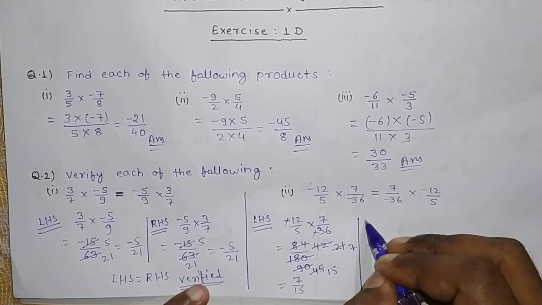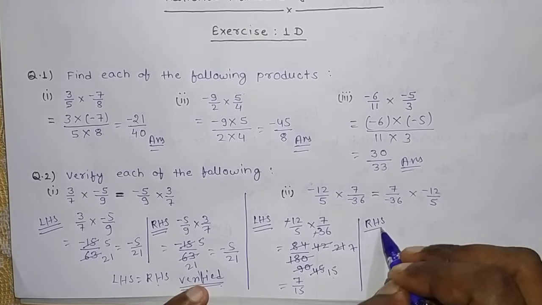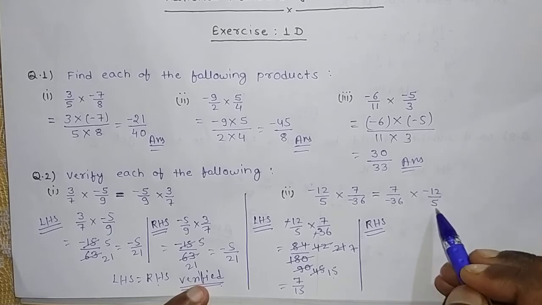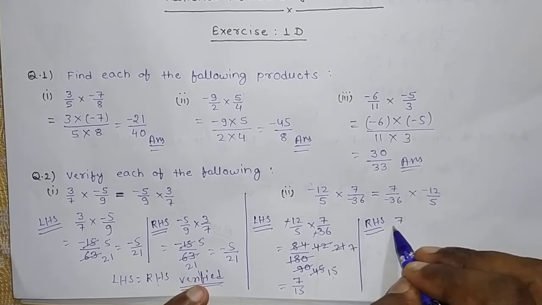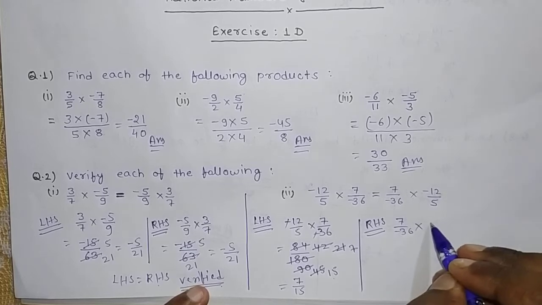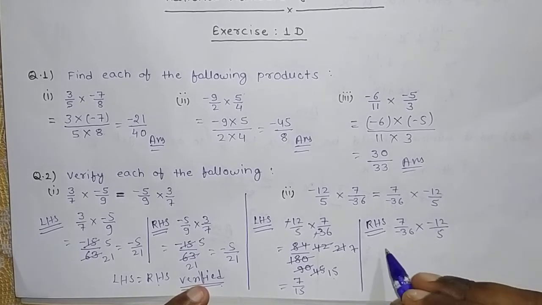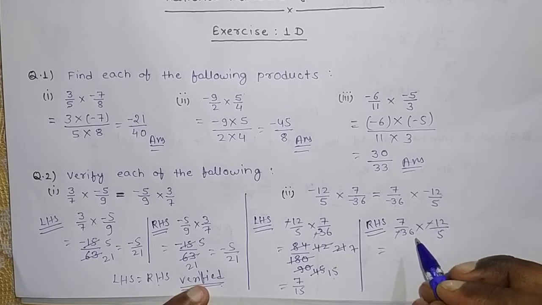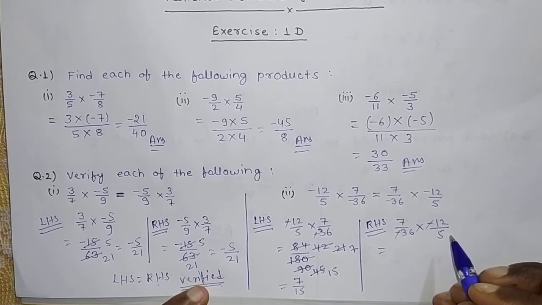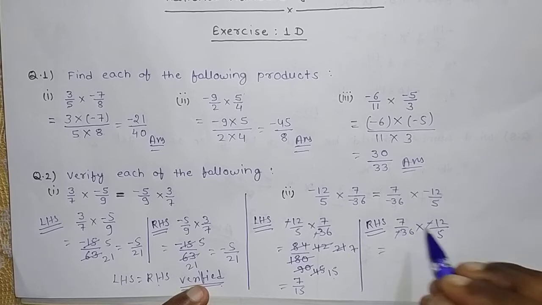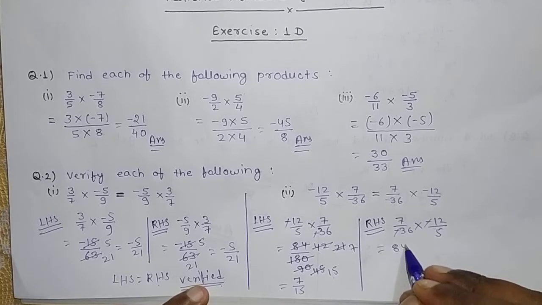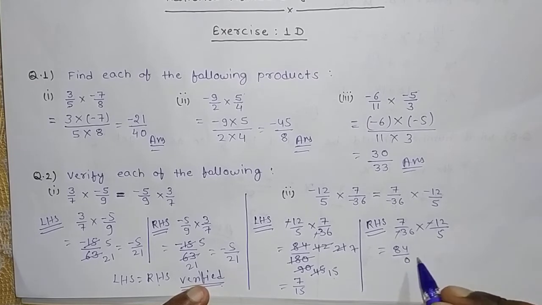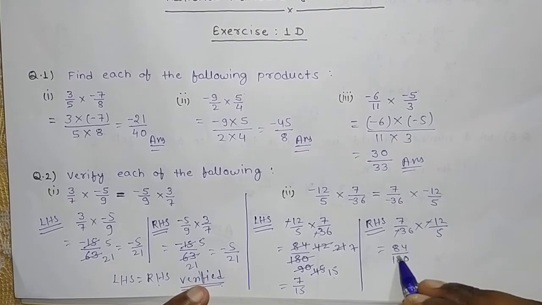Now the next step we have to take RHS part. So RHS is 7 upon minus 36 multiplied by minus 12 upon 5. So just write it, 7 upon minus 36 multiplied by minus 12 upon 5 and minus is cancel out. Just multiply it. 7 into 12 that is 84. 36 into 5 that is 5 6s are 30, 0 carry 3, 5 3s are 15, 18.